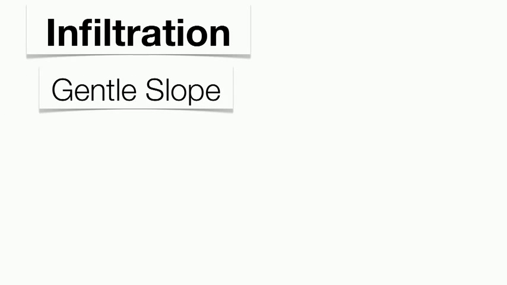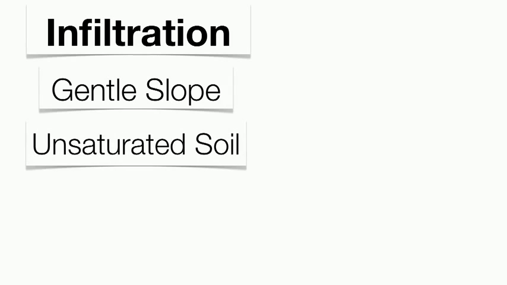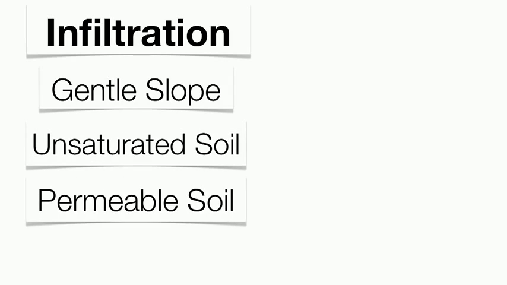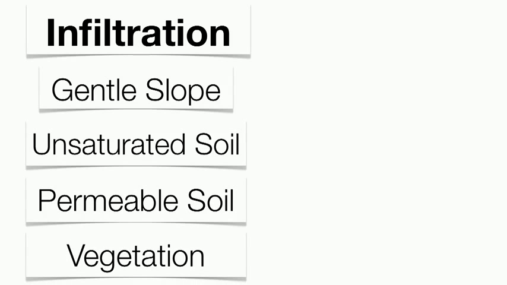Soil is going to have certain characteristics in order for infiltration to occur. Soil is going to have a gentle slope. It is going to be unsaturated, which means it's not going to be filled up with moisture. It's going to be permeable, which means it's going to allow water to pass through. And there's going to be a lot of vegetation.